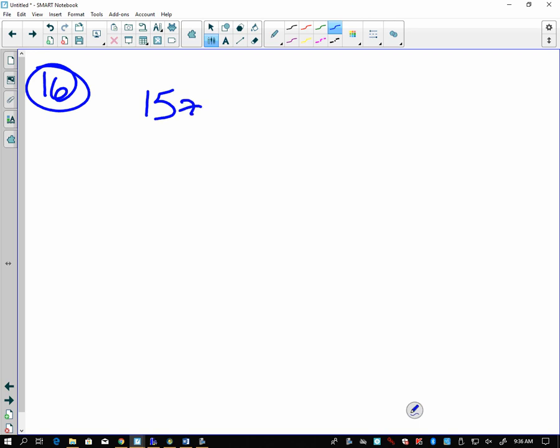Z. Okay, 15z to the, let's say 5, plus 5z to the, let's go 4th, minus 20z cubed. Okay, we want to find the greatest common factor of this polynomial. Where should I look first?